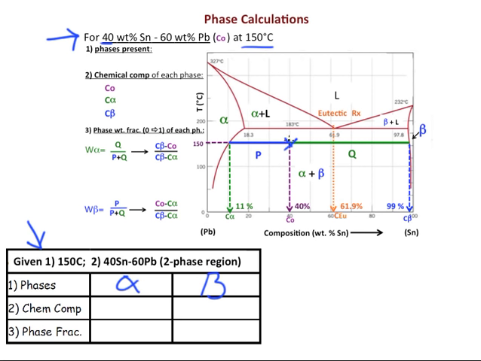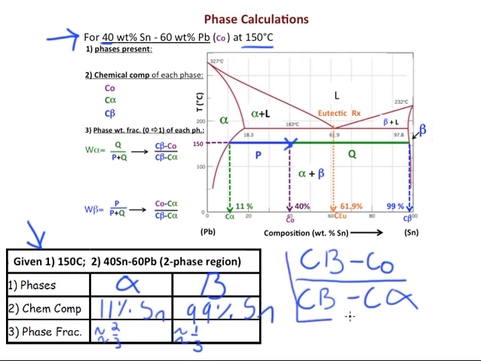Chemical composition of alpha: start from our point, go over, down, left, down, so that'd be 11% tin. For our composition of beta, we go over, down. So that would be 99% tin. Phase fraction. Now let's just approximate it first. We know that it would be this distance over the entire distance for the phase fraction of alpha. So this looks to be about equal to 2/3. You know, this distance here, we can see that this is about equal to 1/3. So let's see how our formula stands up.